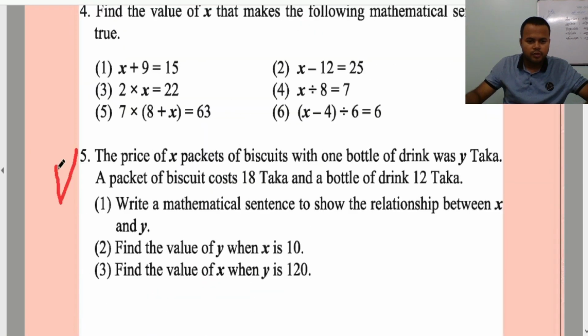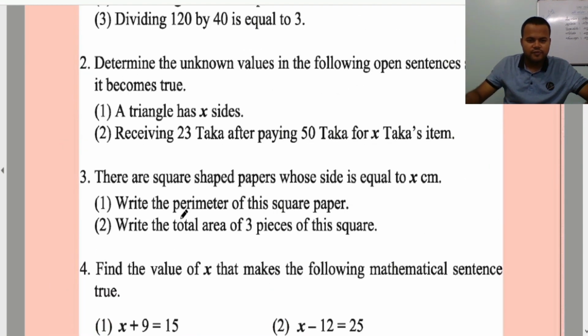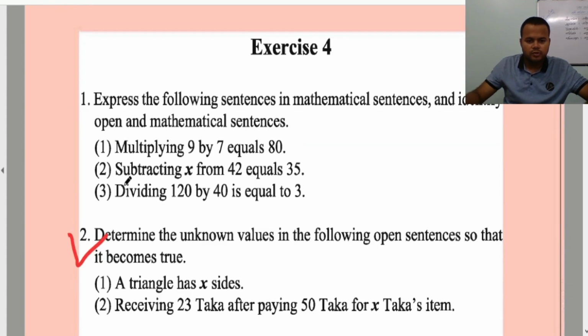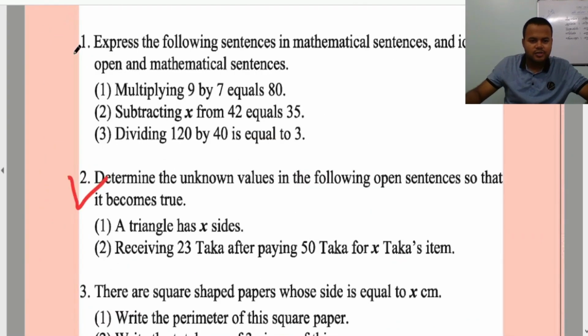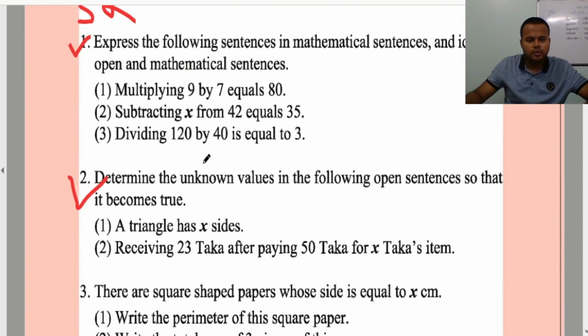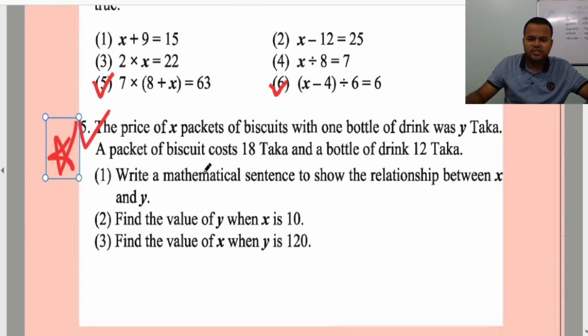Here this one is important. From this, practice number 5, 6, and here number 2, and this number 1 for short question, SQ. Okay, short question. That's all for chapter 4.